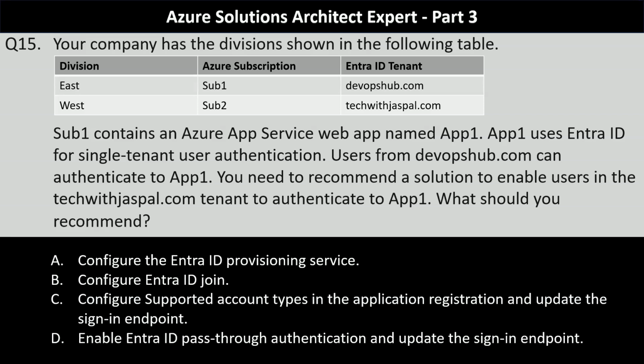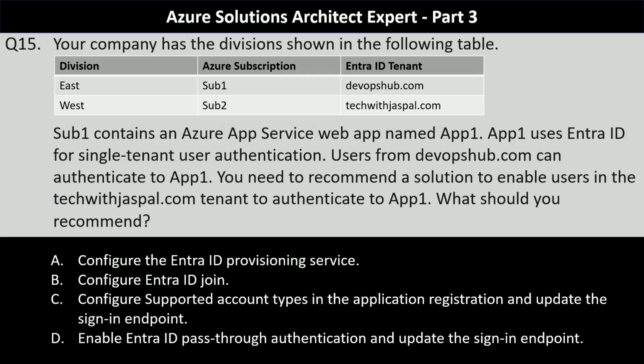Sub 1 contains an Azure App Service web app named App1. App1 uses Entra ID for single-tenant user authentication. Users from DevOpsHub.com can authenticate to App1. You need to recommend a solution to enable users in the techwithjaspal.com domain to authenticate to App1.